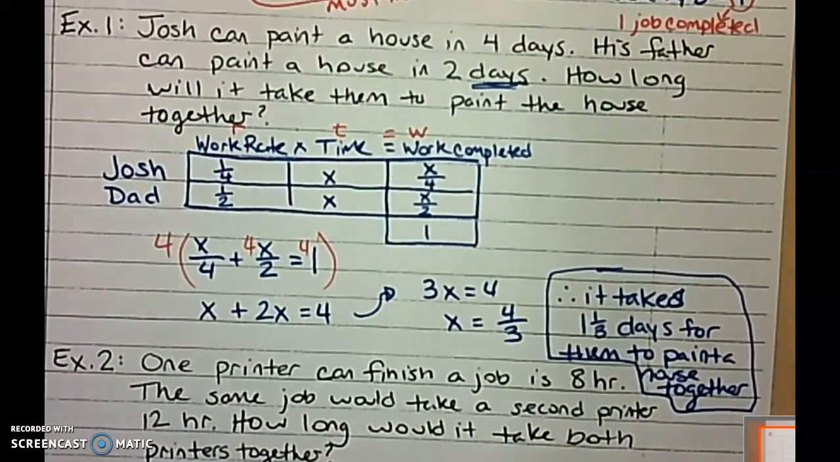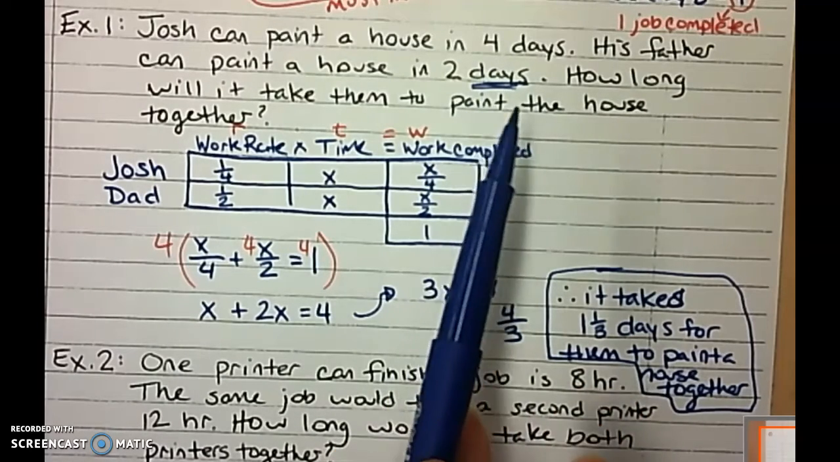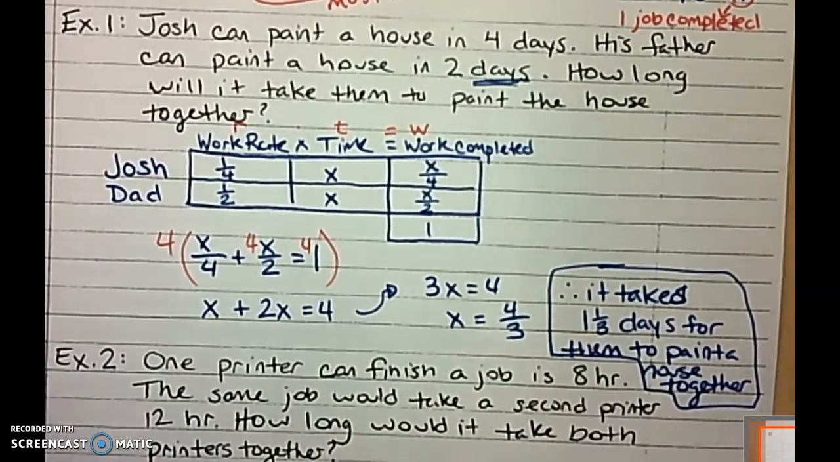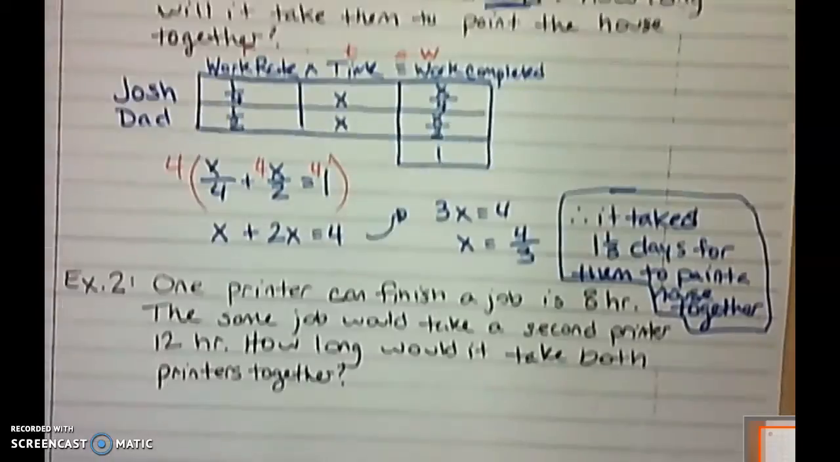And you always want to make sure that your answer makes sense. So if it's taking Josh 4 days and it's taking his dad 2 days, you're definitely expecting it to take less time than 2 days, right? Because if the dad can paint it by himself in 2 days, it has to be lower than that number. So this answer does make sense in the context and the information that we were given. Okay, let's take a look at the next one.